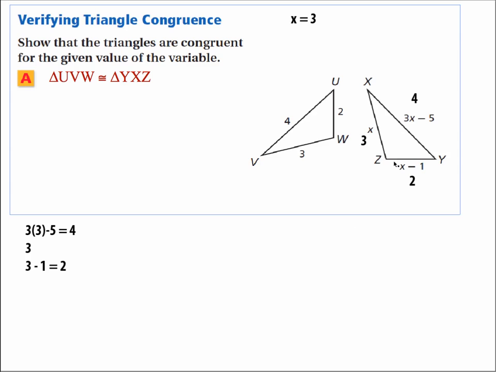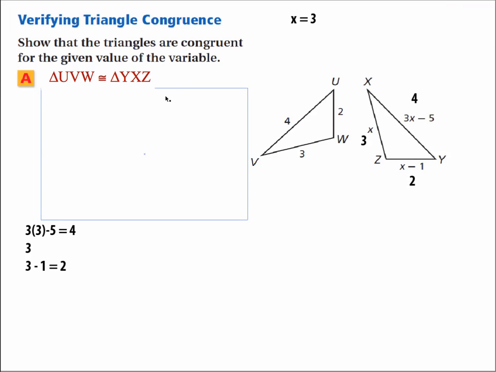So since ZY, look at where it's located. Z is at the end, Y is at the beginning. So ZY should correspond to WU. Well, WU is here, and so that's 2. So they all match. So we've just verified that the two triangles are indeed congruent by the side, side, side postulate.